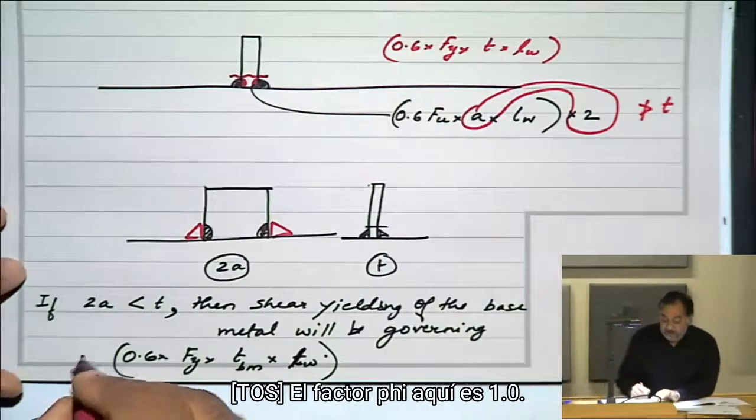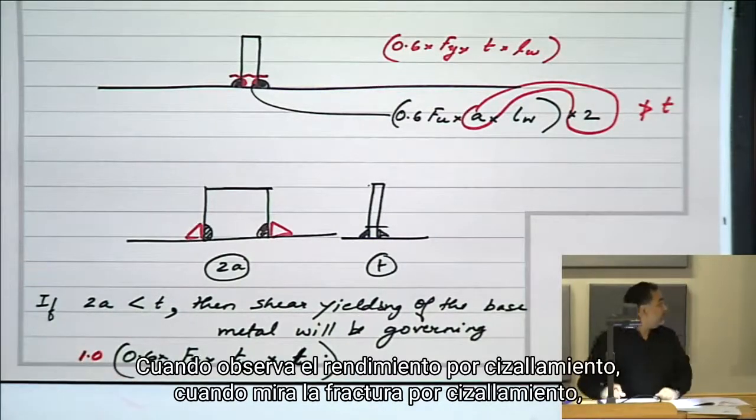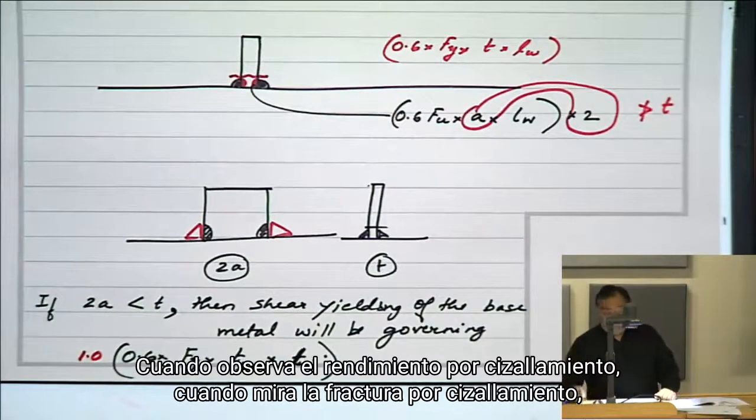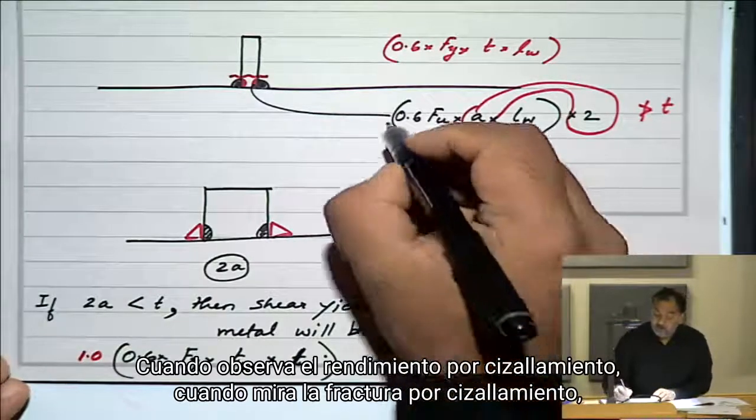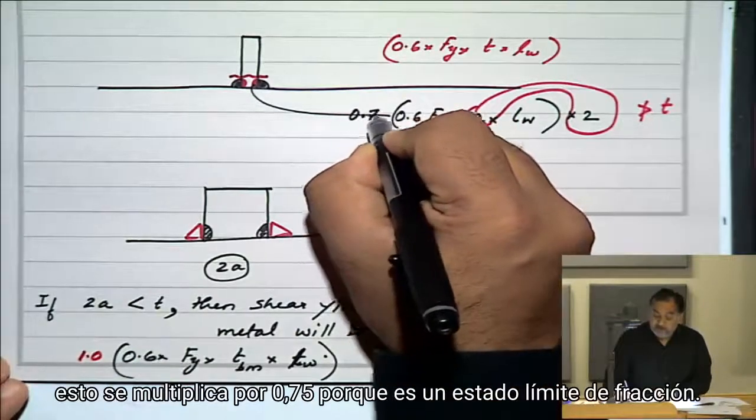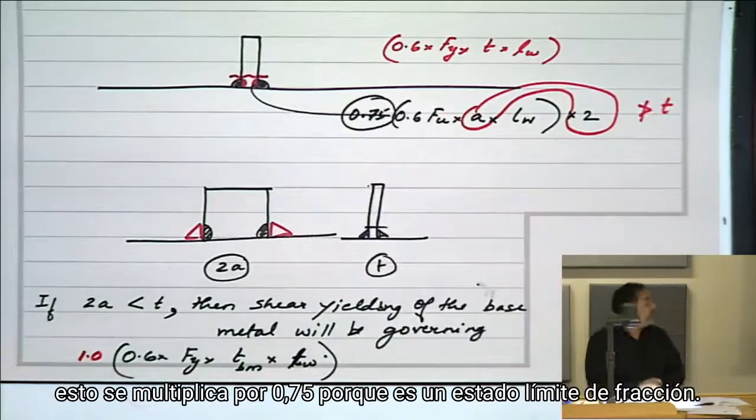The phi factor here is 1.0 when you are looking at shear yielding. When you are looking at shear fracture, this is multiplied by 0.75 because it's a fracture limit state.